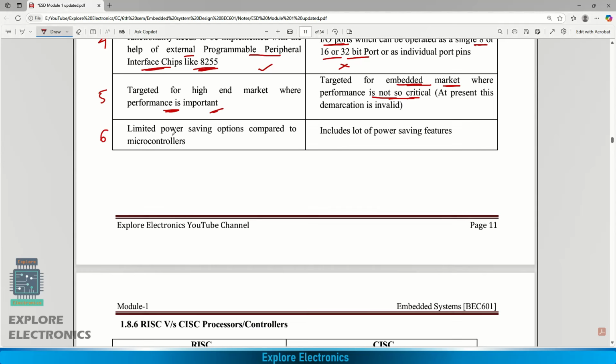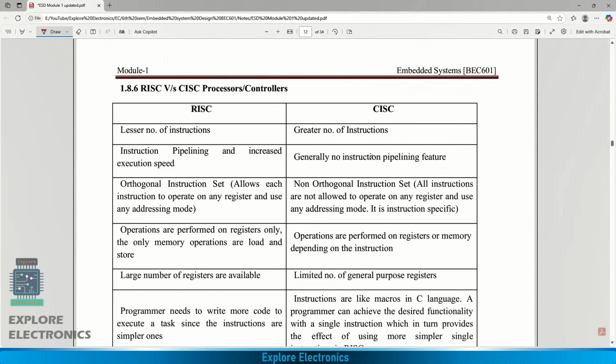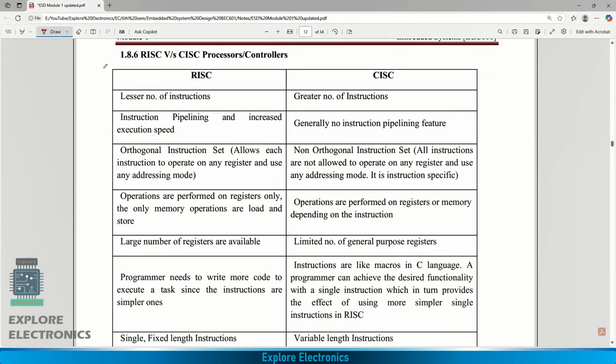And then in power saving options, it is limited power saving for a microprocessor. Why? Because all the external devices will be connecting to the microprocessor CPU. These are all external devices, so these may also consume some amount of time and also power. But a microcontroller will be a single device, operating with low power features as well. It includes a lot of power saving features. That is one difference between the microprocessor and microcontroller topic.